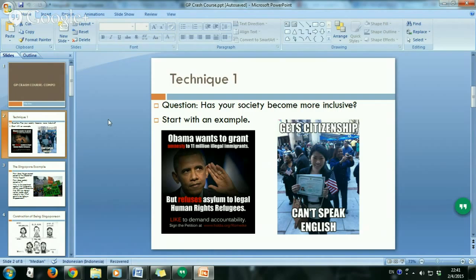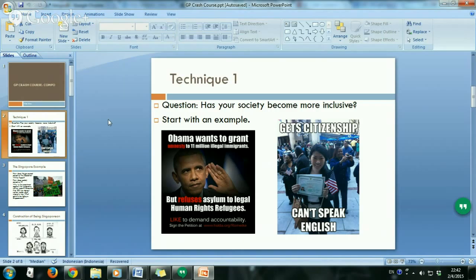Okay, because there have been a lot of issues with regards to America's immigration policy. And of course, the picture on the left is just a satirical picture. And I like to use this kind of example because it makes you think more. And there are, of course, very nice images that you can look at. Okay, so the thing is that he does this, but he refuses asylum to legal human rights refugees.